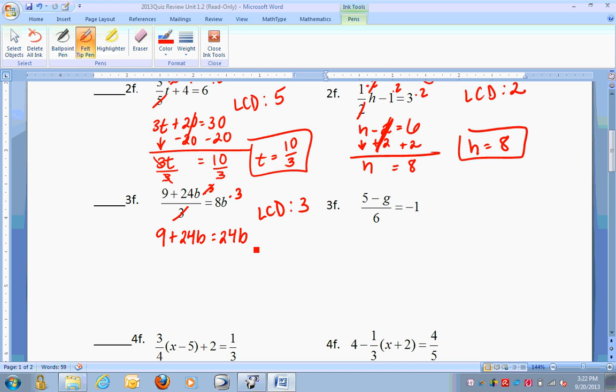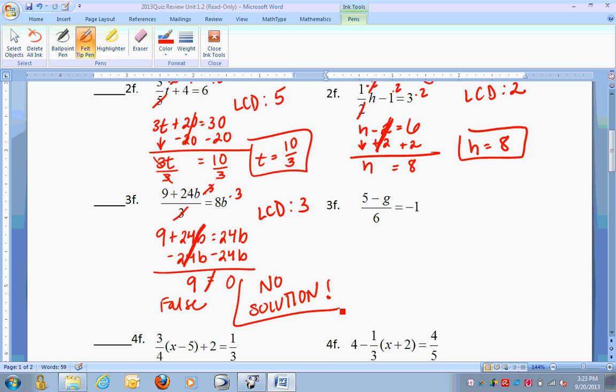Now, I have to get my variables on one side, so I'm going to subtract 24b from both sides to get all my b's together on one side of my equal sign. I get a 0 pair right here, and then I bring down my 9, and 24b minus 24b is 0. So that is a false statement. So that means the solution to this problem is that there is no solution. There is no value of b that you could plug into that equation that will make it true.